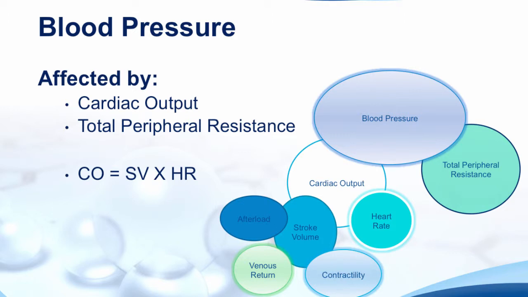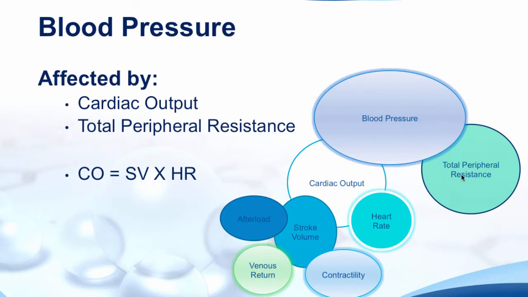Blood pressure is mainly affected by cardiac output and total peripheral resistance. Cardiac output is the amount of blood pumped from the heart per minute. It is the amount of blood ejected by the ventricles, which is the stroke volume, multiplied by the heart rate, which is the contractions per minute. An increase in heart rate will increase cardiac output, as long as the stroke volume stays the same. And this is true for stroke volume: if stroke volume increases, cardiac output increases.